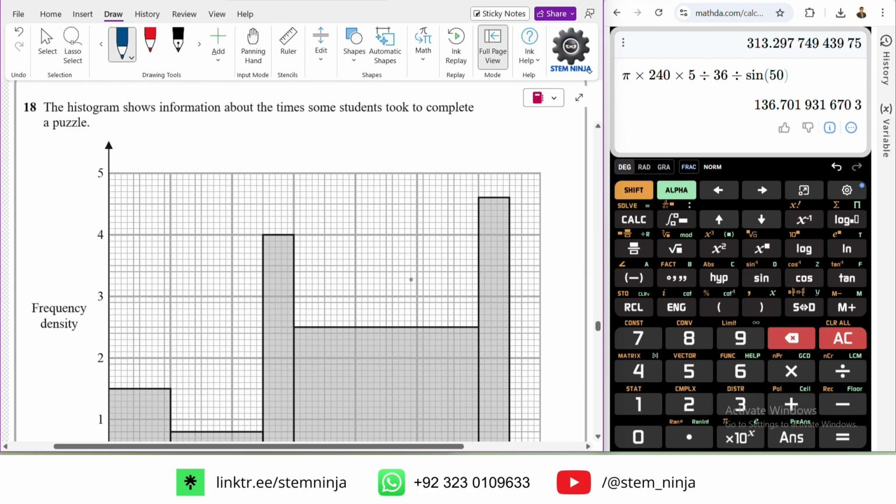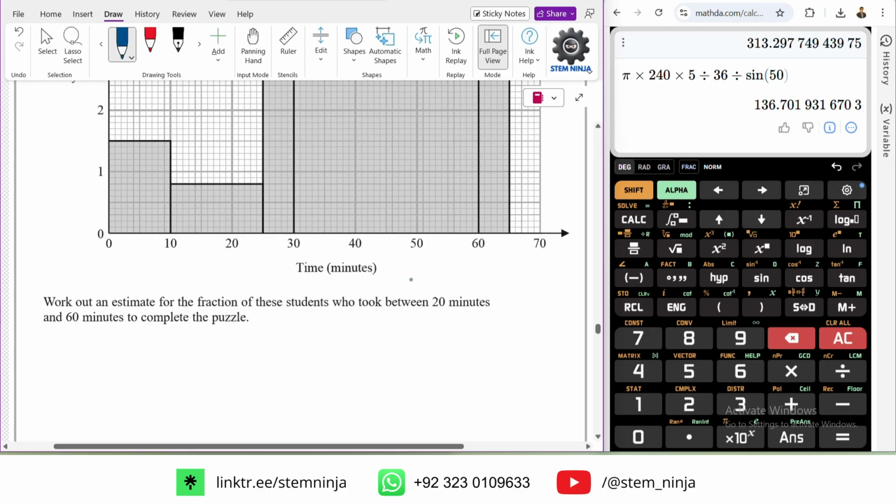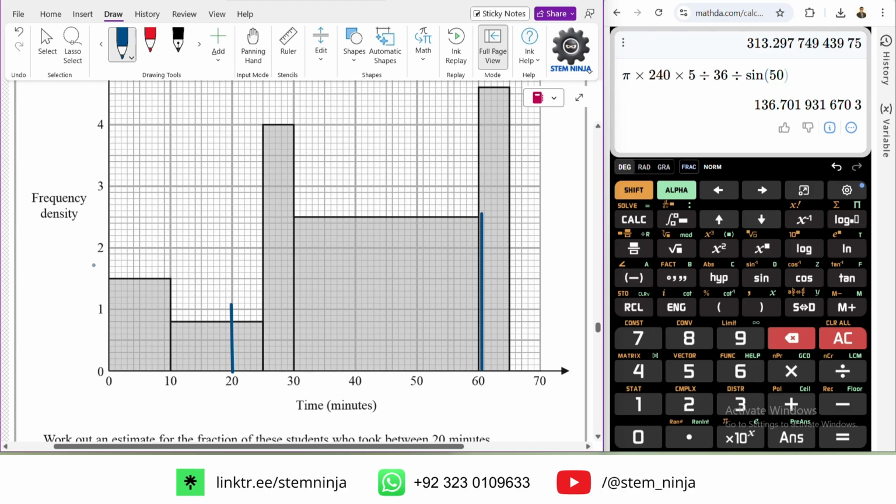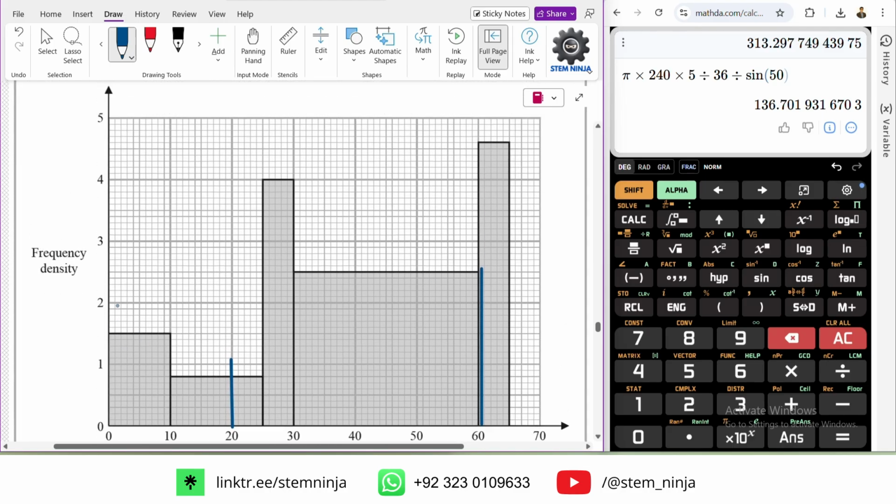The histogram shows information about the time some students took to complete a puzzle. Work out an estimate for the fraction of these students who took between 20 minutes and 60 minutes to complete the puzzle. So 20 is over here, 60 is over here. We know that the area of each bar represents the frequency.